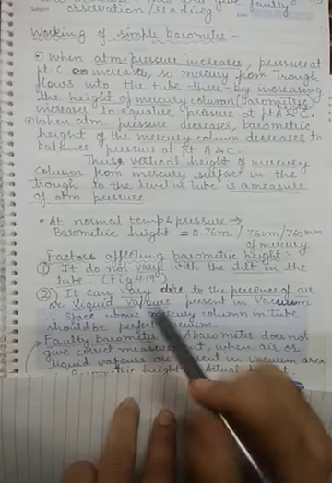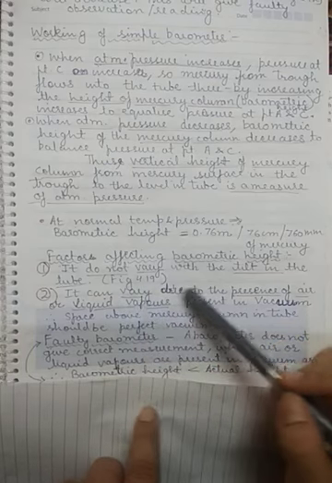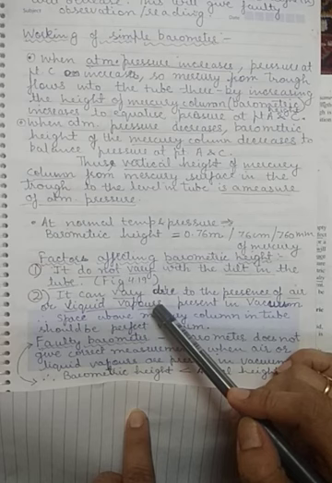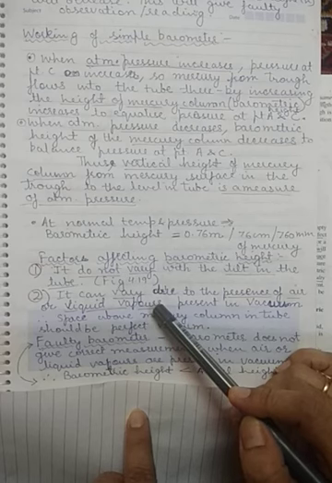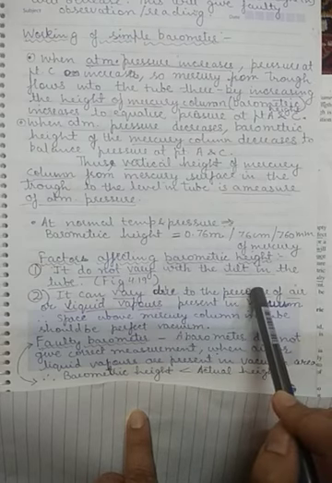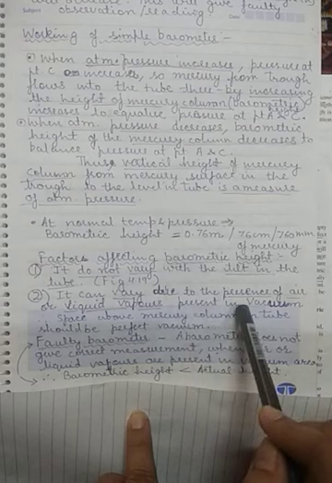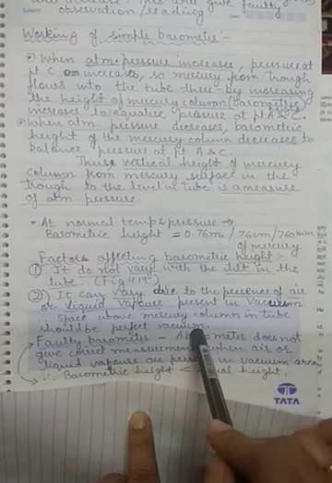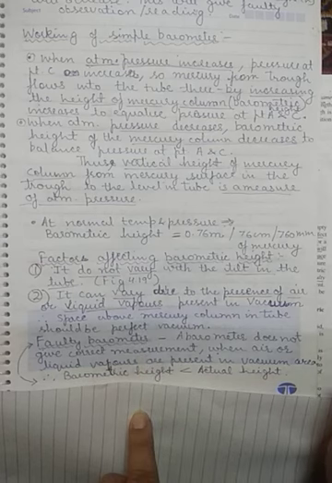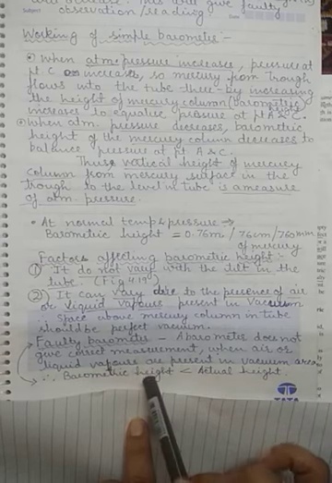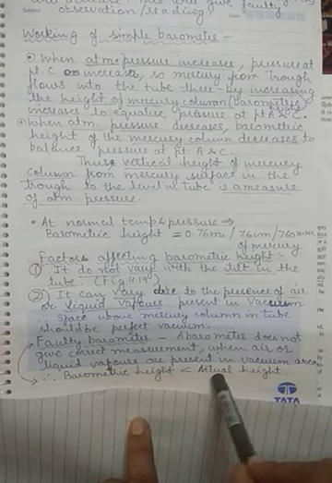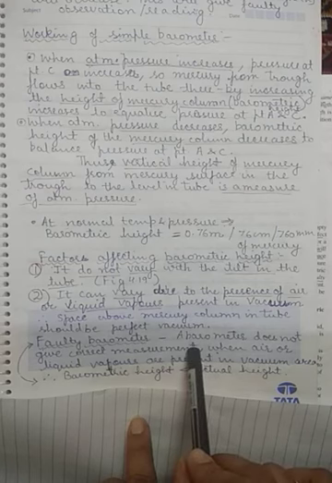So here I have mentioned that it can vary due to the presence of air and liquid vapors. Which factor will affect the barometric height? Air and liquid vapors present in the Torricellian vacuum. They are going to exert pressure and therefore the barometric height reduces. Look here, barometric height is less than the actual height. In which case does this happen? In faulty barometers.